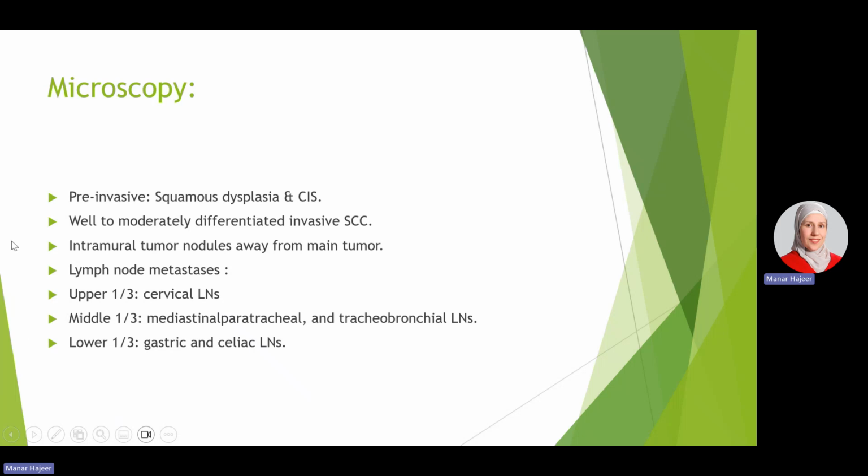It can present sometimes as intramural tumor nodules away from the main tumor. So the tumor may be carried by the rich lymphatic supply to other parts of the esophagus, even at the time of diagnosis, forming intramural tumor nodules. Lymph node metastasis can be seen according to the site of the tumor. If it is in the upper third, it will affect cervical lymph nodes. In the middle third, it will go to mediastinal, paratracheal, and tracheobronchial lymph nodes. In the lower third of the esophagus, it can go to gastric and celiac lymph nodes.